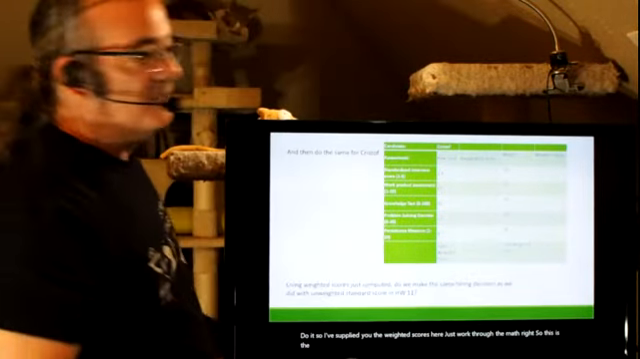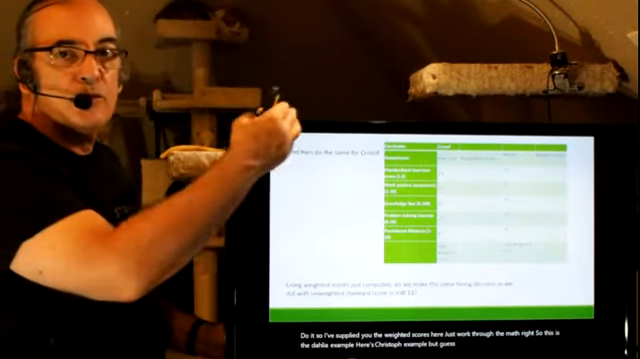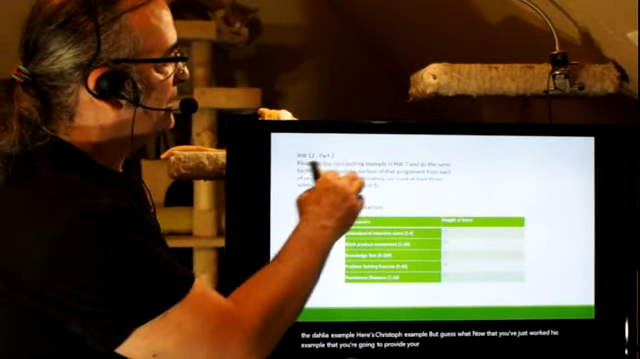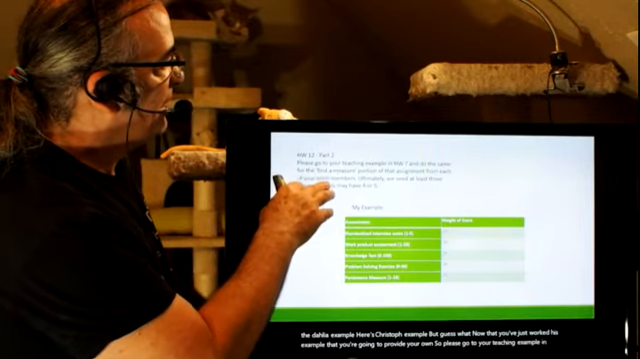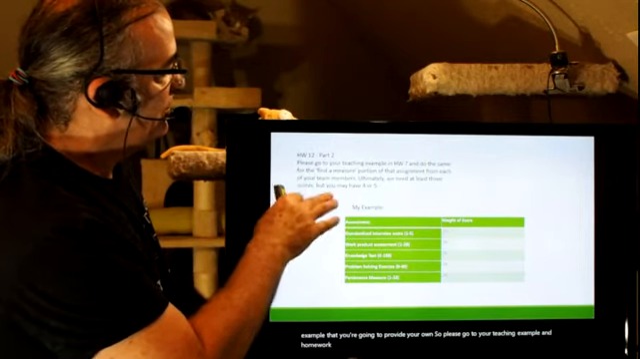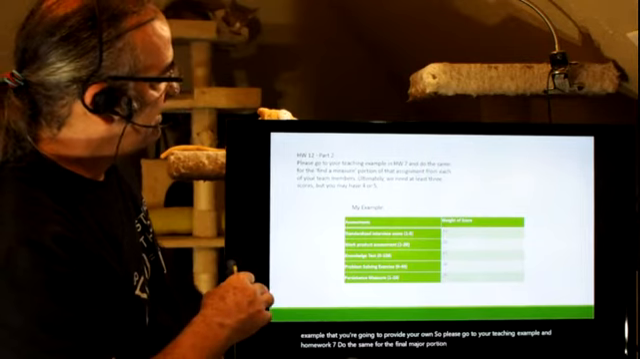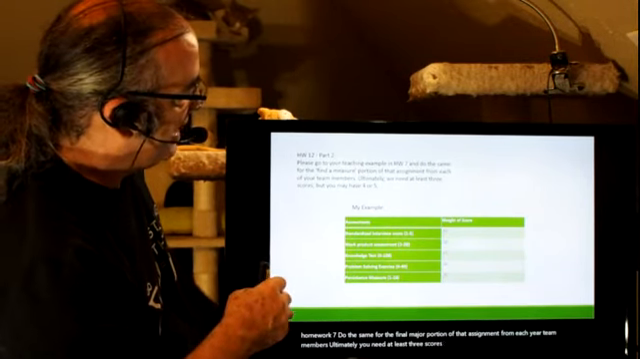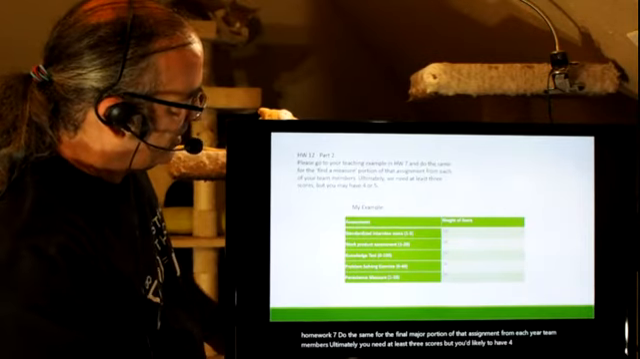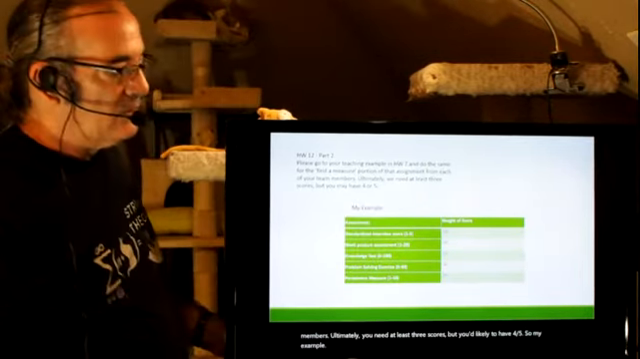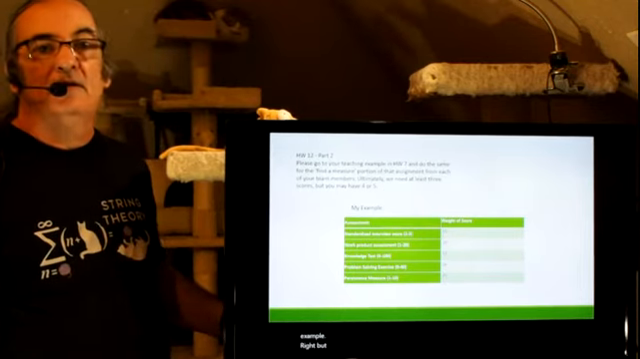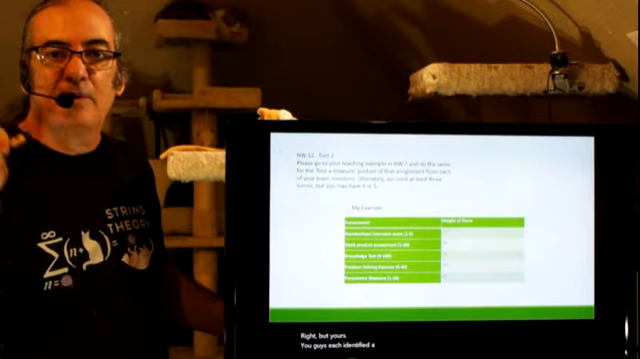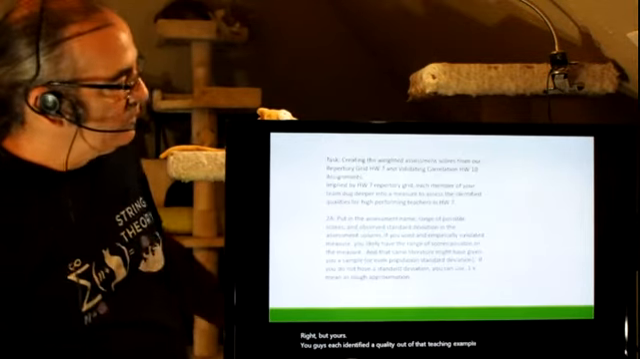Here's the Christoph example, but guess what? Now that you've just worked through this example, you're going to provide your own. So please go to your teaching example in homework 7. Do the same for the find-a-measure portion of that assignment from each of your team members. Ultimately, you need at least 3 scores, but you're likely to have 4 or 5. So that was my example, but yours: you each identified a quality out of that teaching example, and now's your time to put them all together.